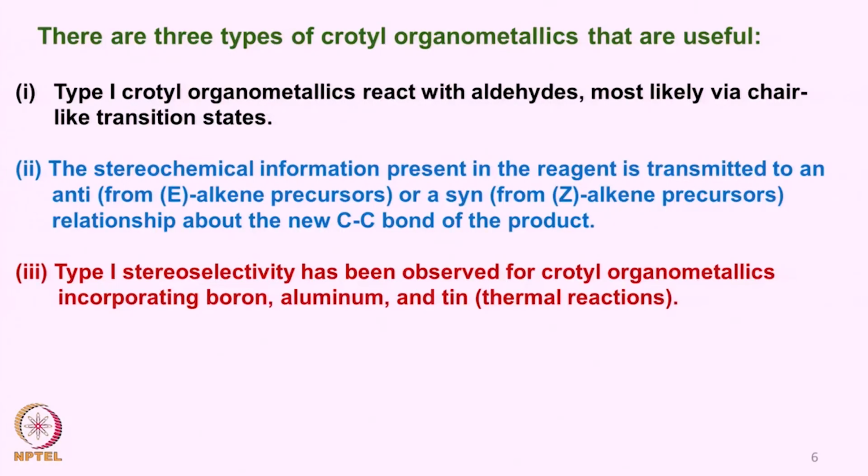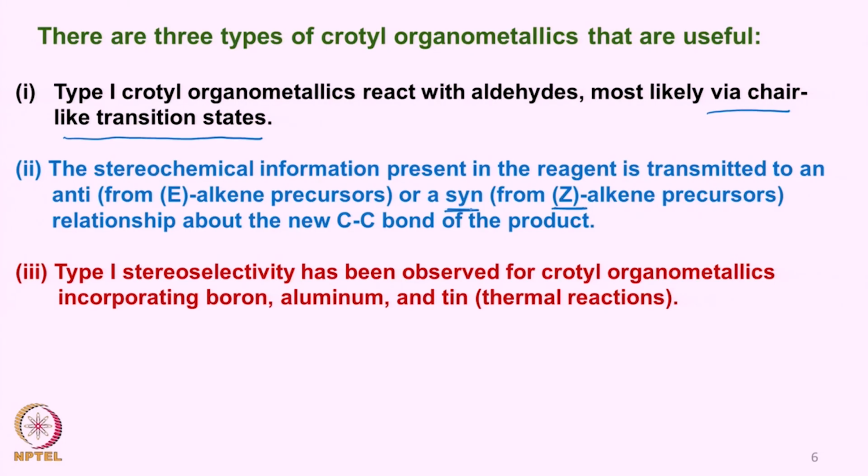Now, there are 3 types of crotyl organometallics that are useful. Type 1 crotyl organometallics are basically reacting with aldehydes mostly via chair-like transition states, of course, as we saw, and the stereochemical information present in the reagent is transmitted to the product. As we saw just now, the anti product is formed from the E alkene precursor. If you have an allyl or crotyl tin molecule which has an E alkene, then of course we get the anti product, and of course from Z we get a syn product.